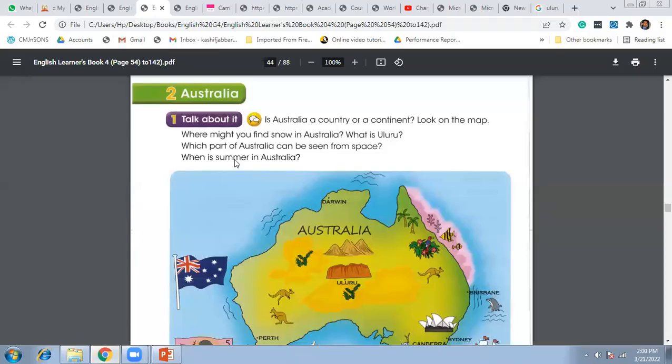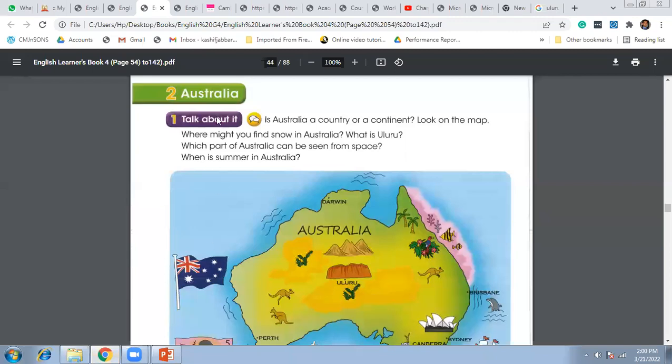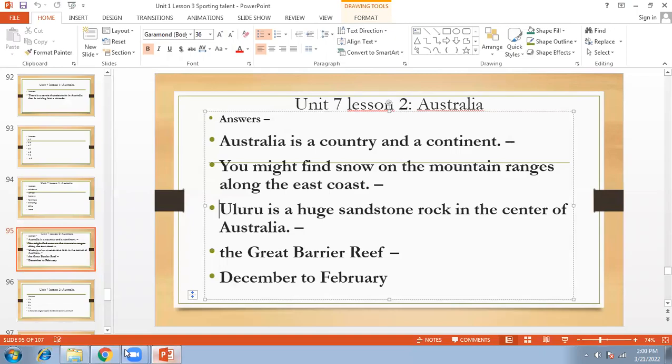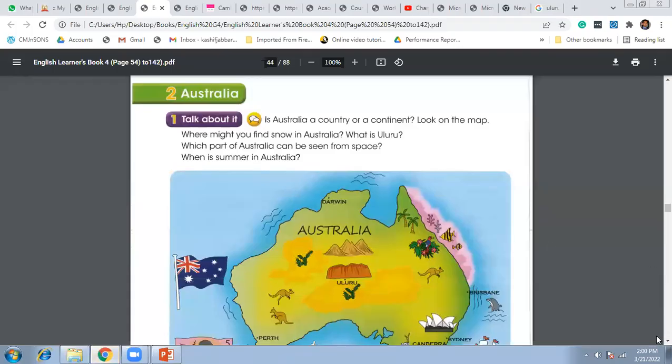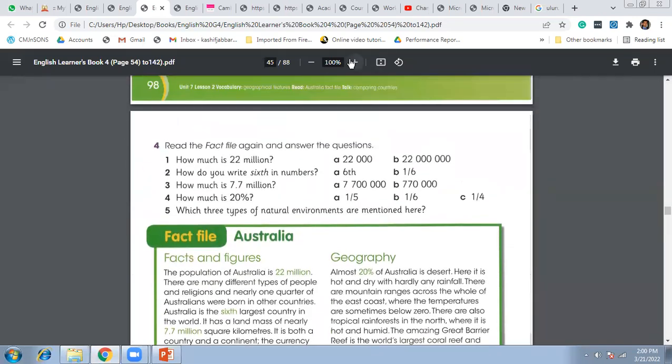And what is Uluru? You can see Uluru is a huge sandstone rock in the center of Australia. And then which part of Australia can be seen from the space? That is the Great Barrier Reef, right? Which you can see from the space even. And then the last question was when is the summer in Australia? So we can see the summertime in Australia is December to February, right? And if you come down here, you are going to answer these questions. At question number 4, here I'm going to circle the right options for you.